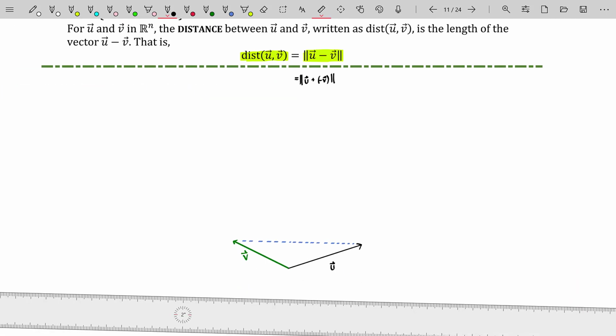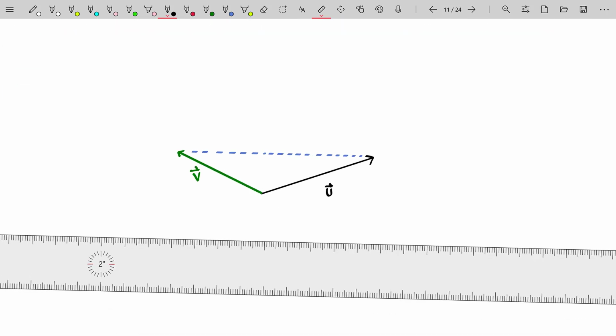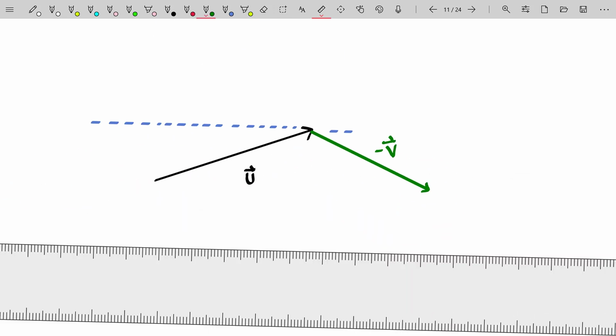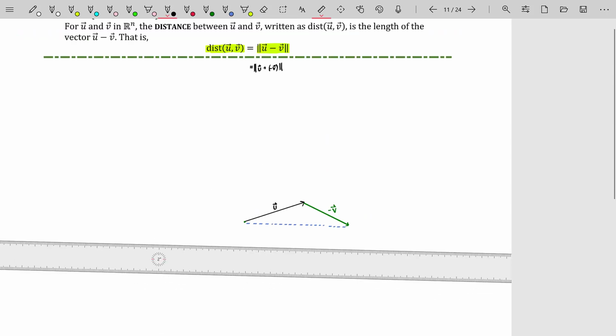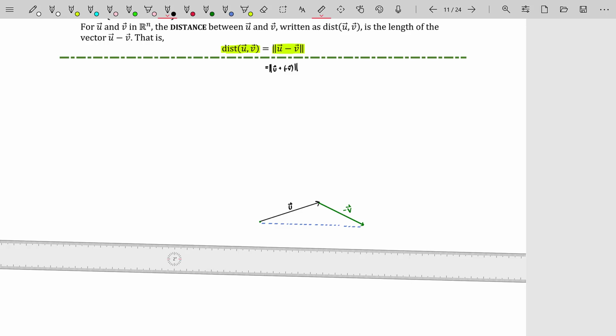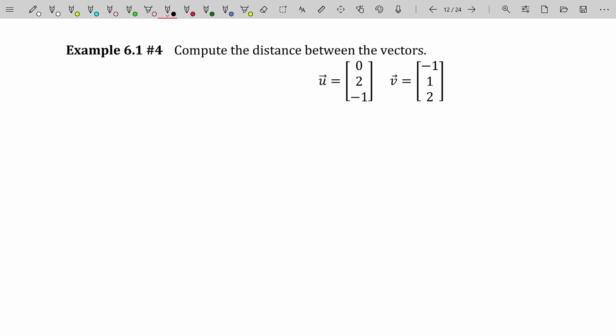So if I take that u and I add to it a negative v, we know from vector addition, u plus a negative v would be tip to tail addition, or in other words, we could use the parallelogram rule and just draw a line from beginning to end, and that would be the resulting vector. And you can see that is actually what we have there. That's the distance. So it sure does look like that would be the measurement for the distance between u and v.